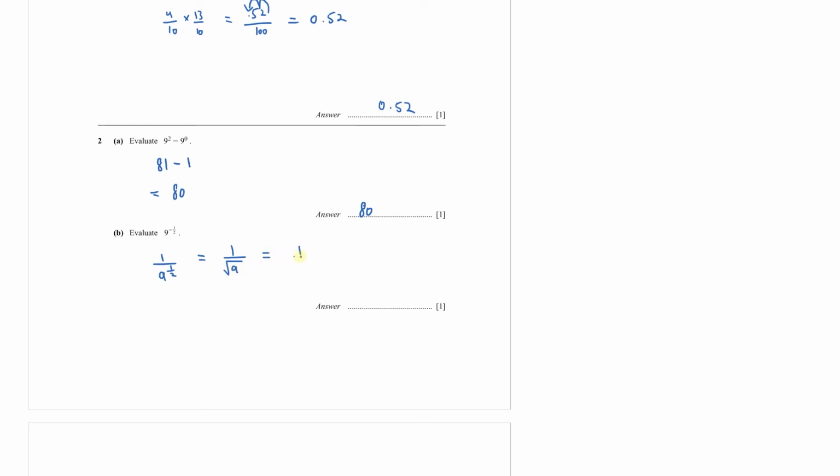So our answer will be 1 over 3, but we can also write plus minus here because both minus 3 and plus 3, both squared are 9. So the square root of 9 can be plus minus 3. So your overall fraction will have plus minus 1 over 3.